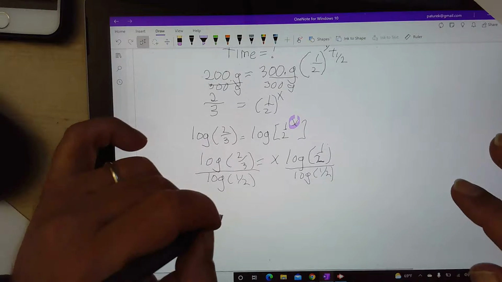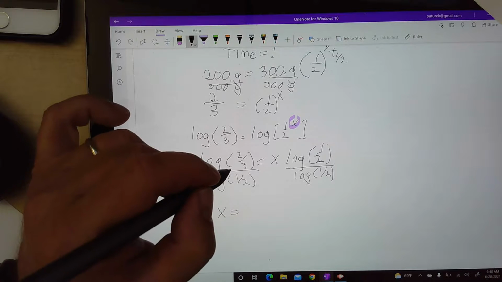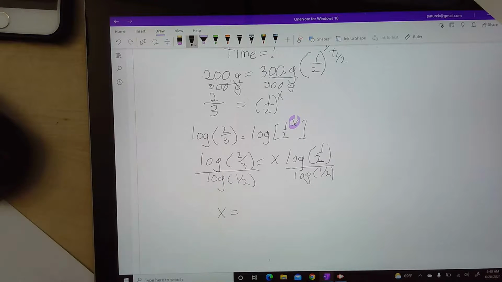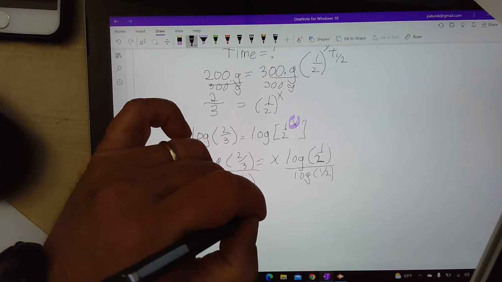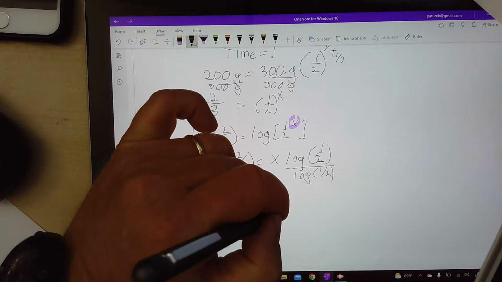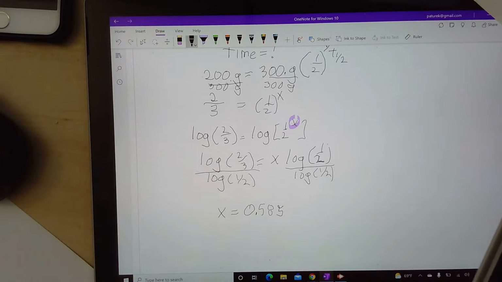So on my calculator, x would be this ratio. And I would just fire up my calculator and ask it, what is the log of 2 divided by 3, close parentheses, divided by log of 0.5, close parentheses. Enter. And it says 0.585. It actually says 0.58496250007. Okay, I'm rounding it a little bit.